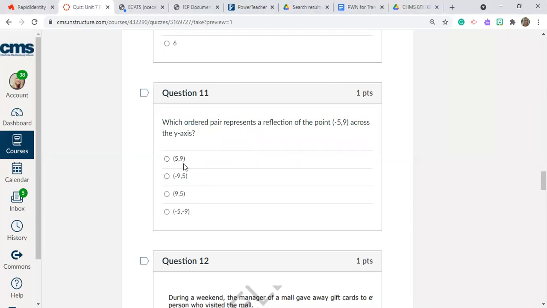Do you land on 5, 9, -9, 5, 9, 5, or -5, -9? Go ahead and pause and solve the problem.